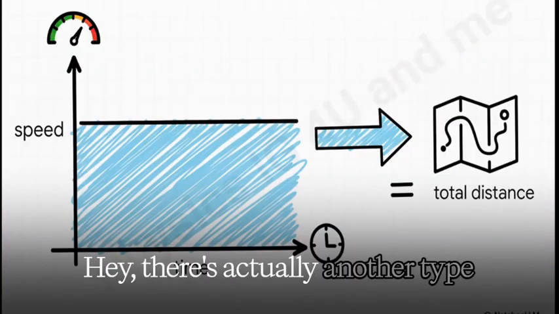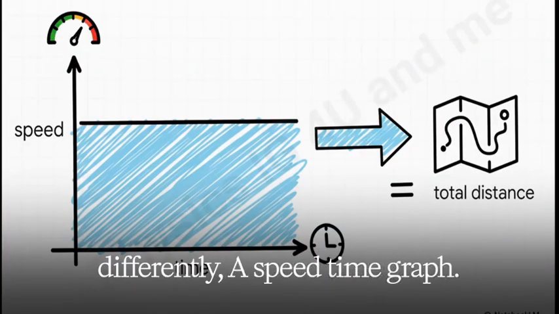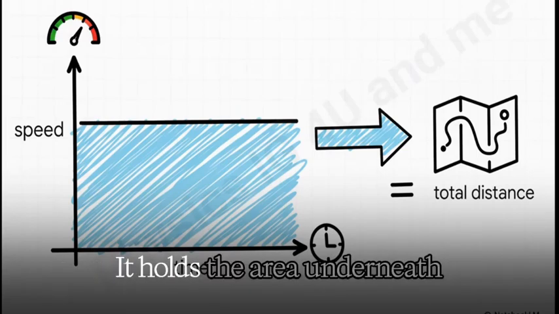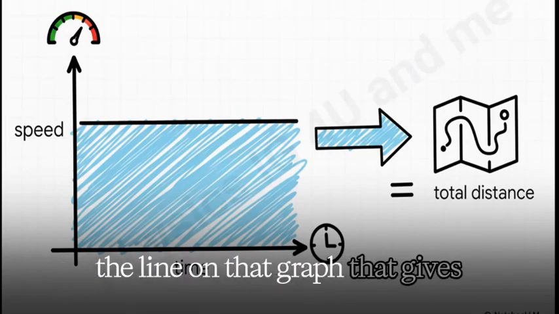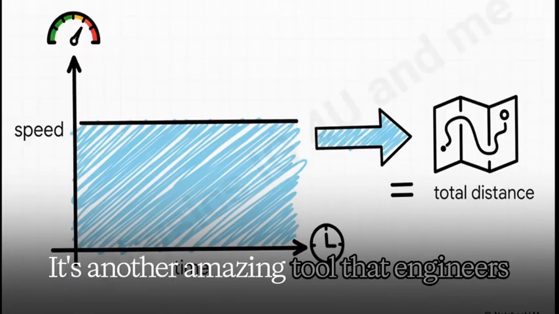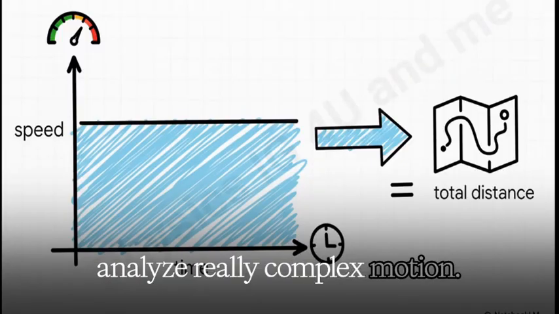And hey, there's actually another type of graph that tells the story a little differently, a speed-time graph. We're not going to dive deep into that one today, but here's a powerful secret it holds. The area underneath the line on that graph, that gives you the total distance traveled. It's another amazing tool that engineers and physicists use all the time to analyze really complex motion.